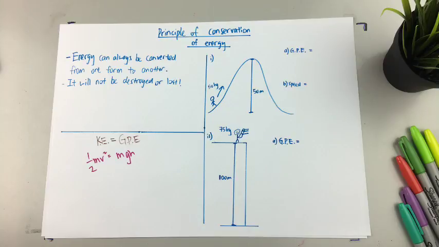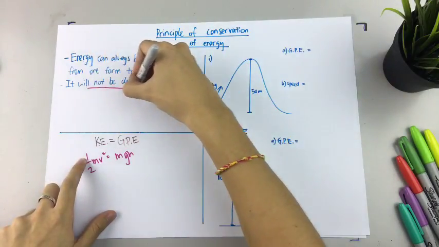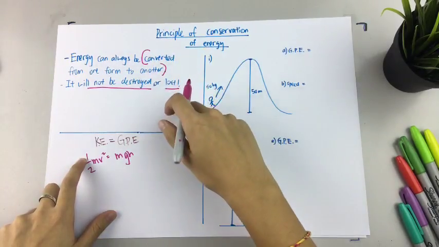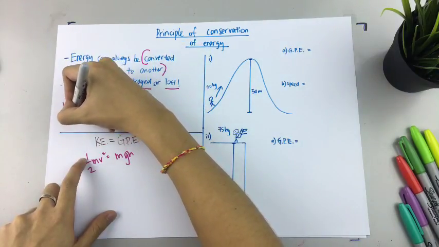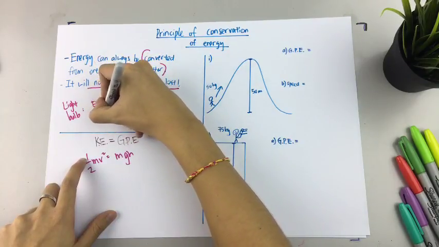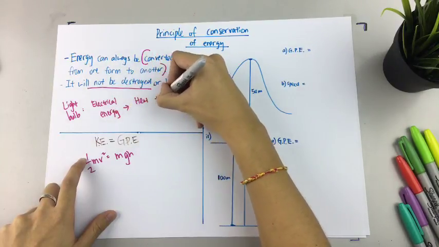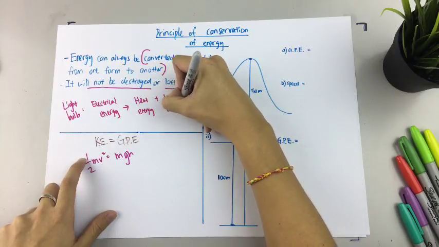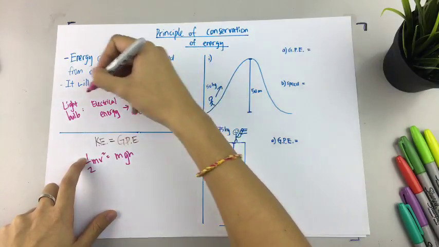Let's see an example. There are a few keywords you need to mark down: it will not be destroyed or lost, and you can always convert from one form to another. A pretty simple example is a light bulb. It converts electrical energy to heat plus light energy. So the energy supplied will be equal to both of these added up, and together they make the total.